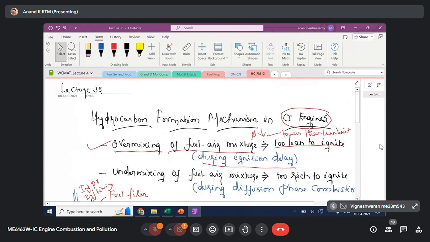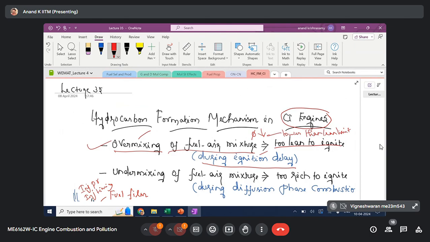So this happens during the delay time, over mixing. You have too much air and very little fuel vapor, and that is a strong function of the duration of delay. The longer the delay, you have more pre-mixing, more air going into the region of fuel vapor, making it too lean to ignite. Okay, so this is what is happening with over mixing that contributes to SC emission.